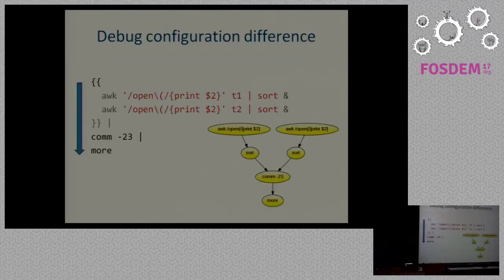With DAX, what you do is you have a multi-pipe block with the two awks, you pipe that to com, and you pipe that to more. So the direction is exactly as we are used to reading programs.